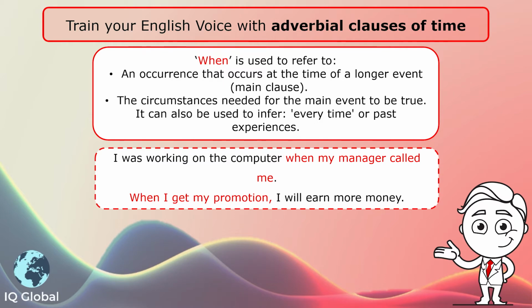When is also used to refer to the circumstances needed for the main event to be true. For example, when I get my promotion, I will earn more money. The main event: to earn more money. The circumstance for that main event to happen or to be true is that they get their promotion. So when I get my promotion, this circumstance to earn money will happen.